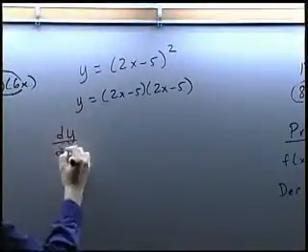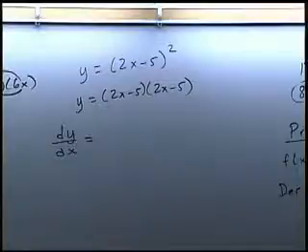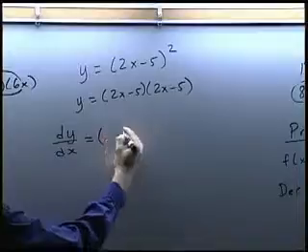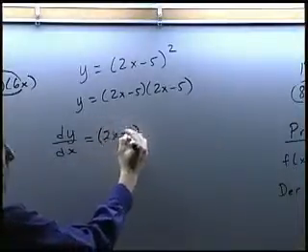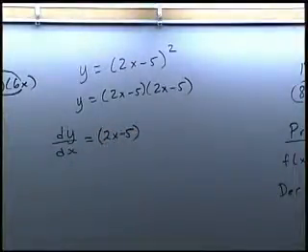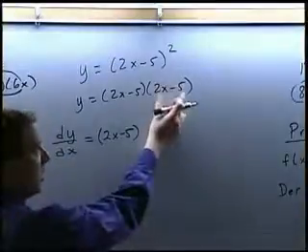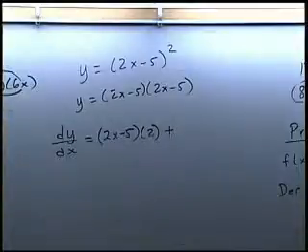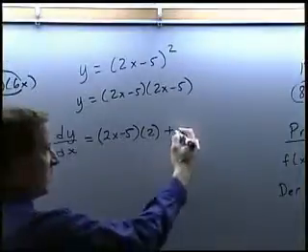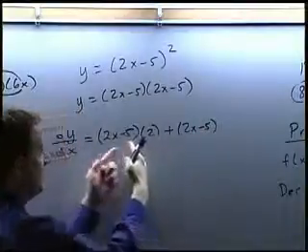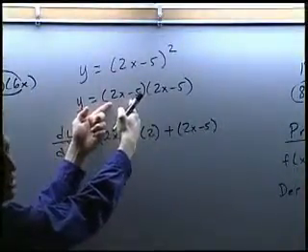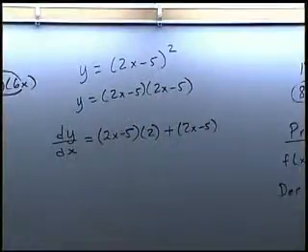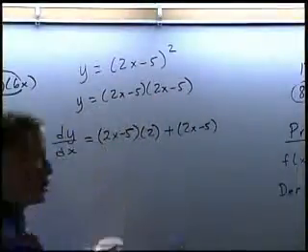dy dx. So talk me through this here. What's the first piece? Yep, 2x minus 5 times what? Times the derivative of the second part. The derivative of this one is 2. Plus 2x minus 5 again. This 2x minus 5 was probably this one, and this 2x minus 5 is the other one. And then I multiply by what? The derivative of the first piece, which happens to also be 2, right?